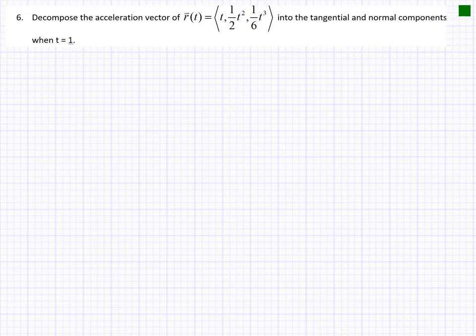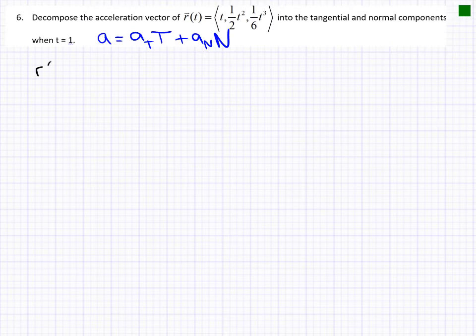Okay, so here we have the final one, which is the big one, which is to decompose the acceleration vector into the tangential and normal components. So ultimately, we want to be able to write the acceleration vector a as a sub t, T plus a sub n, N. So we have to find all these components. First, we want to find the acceleration vector. So the acceleration vector is the second derivative.